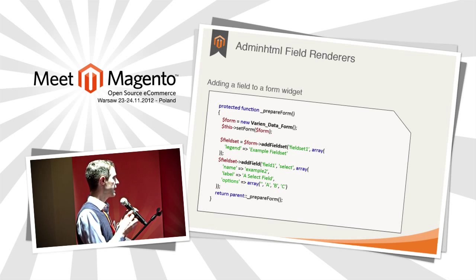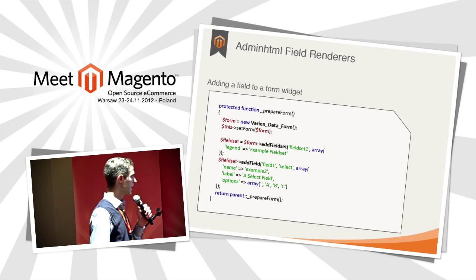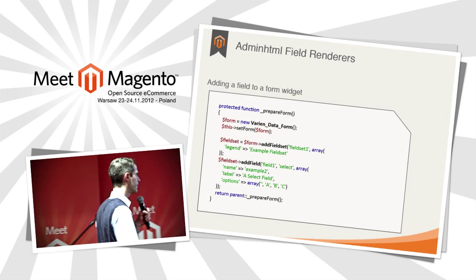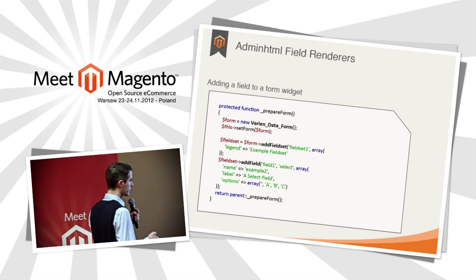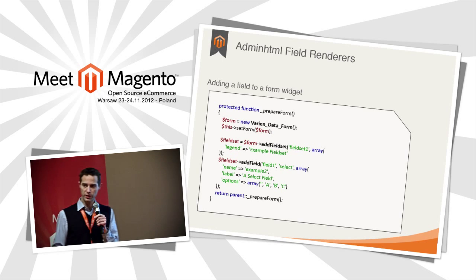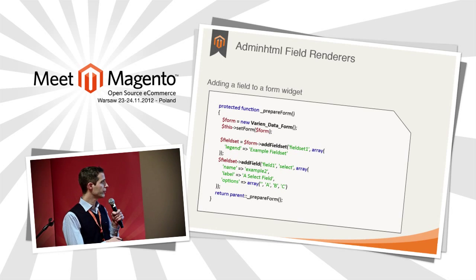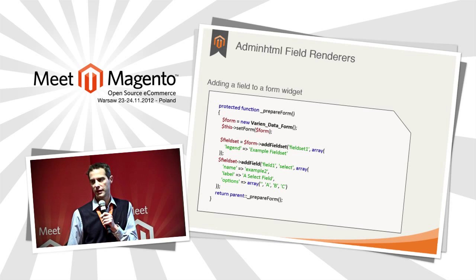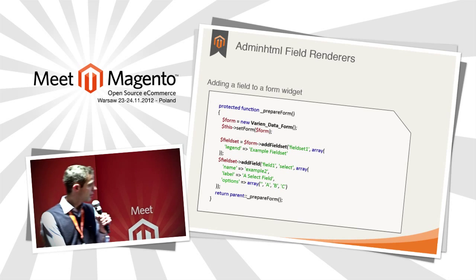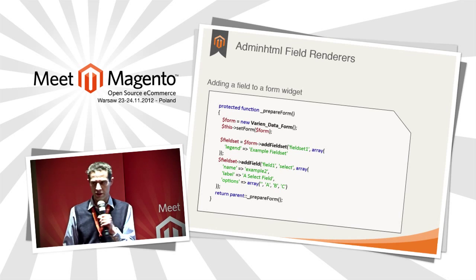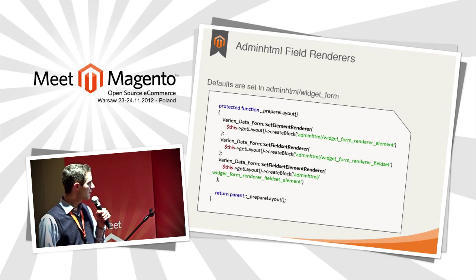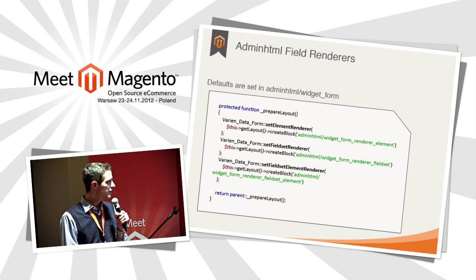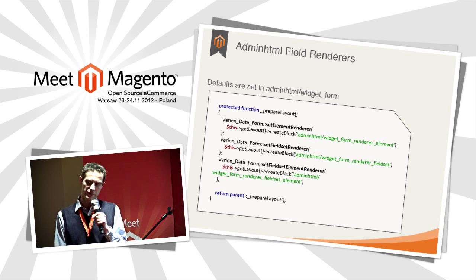When I add a field to a form widget, usually the standard way to do it would be you extend from admin HTML widget form block, and in prepare form you create an instance of Varien data form, call add field set and add field, and those will be the fields that are rendered. So far there's no renderer involved here, right? What happens is in the parent class, in prepare layout, a couple of default renderers are set.